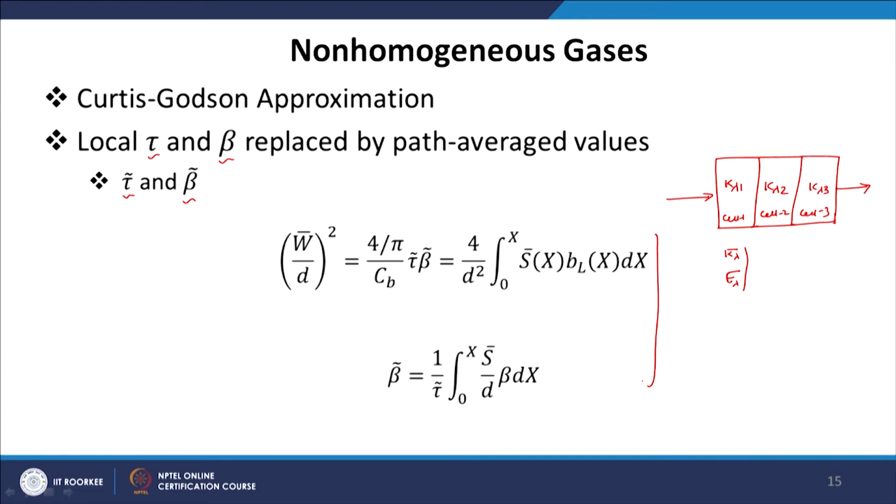Again we have an integral to solve, and this integral varies from 0 to x, where x is the total path length. Over the path the kappa will change, and we have to take an average or integrate over the entire path. So, this is going to be very complicated. We are not going to touch upon this, we will just do one problem for a simplified case.